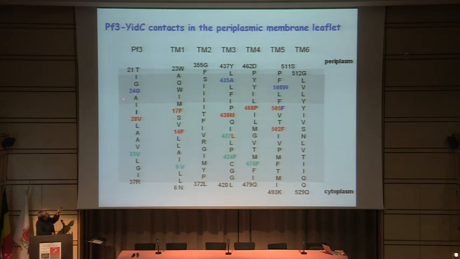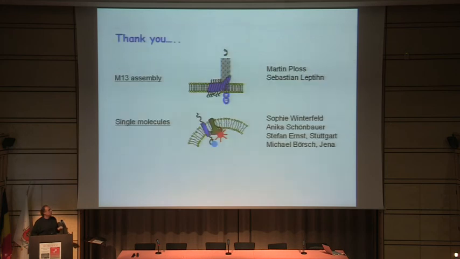If we have the cysteine at the blue position, we get two contacts in the periplasmic leaflet. If we have the cysteine at the green position, we get some in the cytoplasmic leaflet. This one is detected by both, and this one is detected by the red and the blue cysteine of the PF3 coat protein. So you can match what the interacting surface of YidC is during this membrane insertion event. Okay, that's what I wanted to tell you.